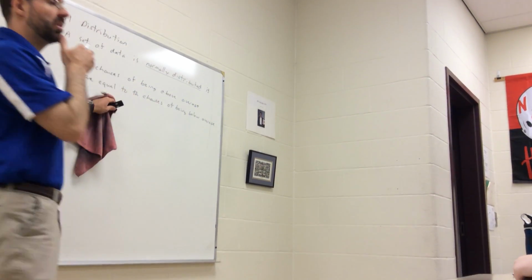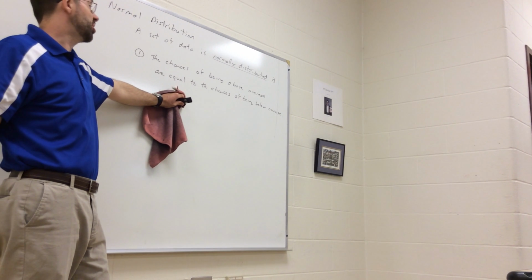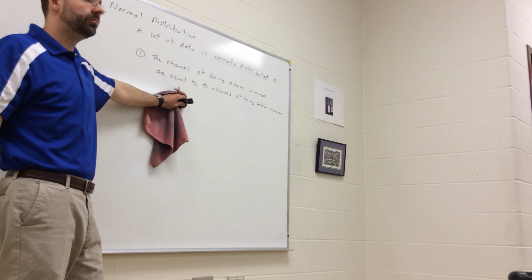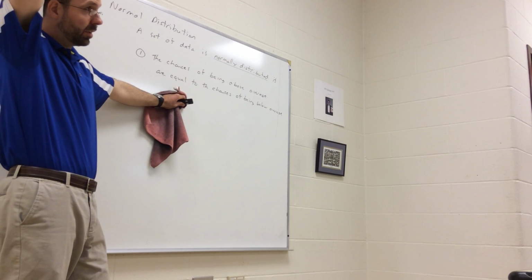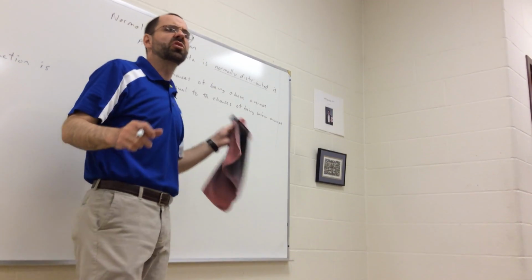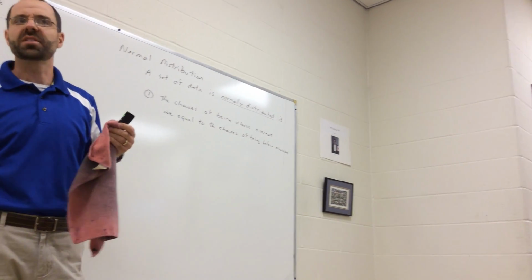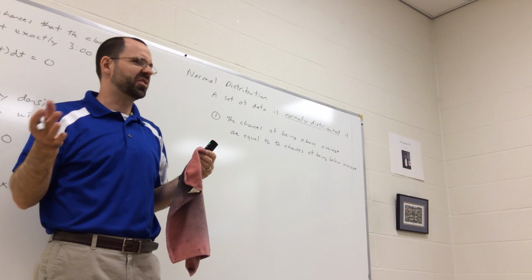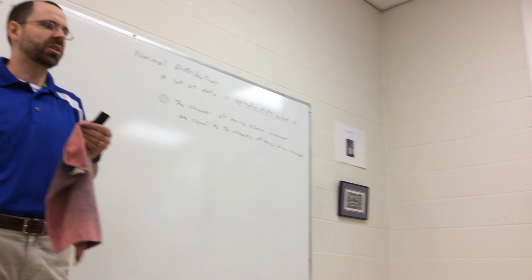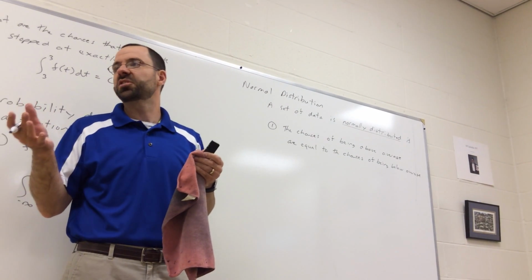The chances of being above average are equal to the chances of being below average. Now, at first glance, this seems like it should always happen. Doesn't it kind of seem like the chances of being above average should be the same as the chances of being below average? But that's not always true. Let me give you a really simple example.